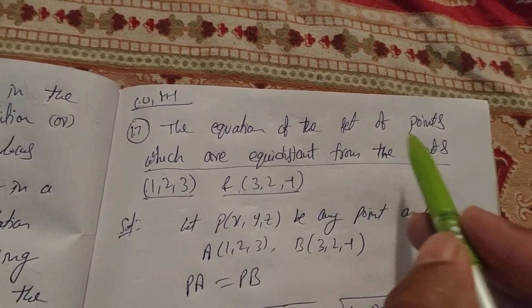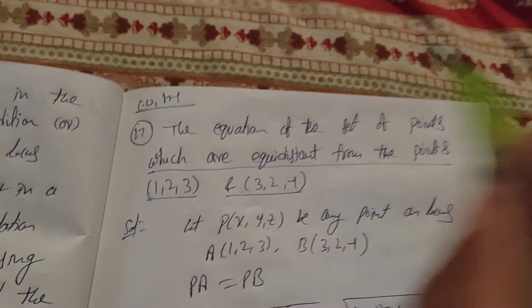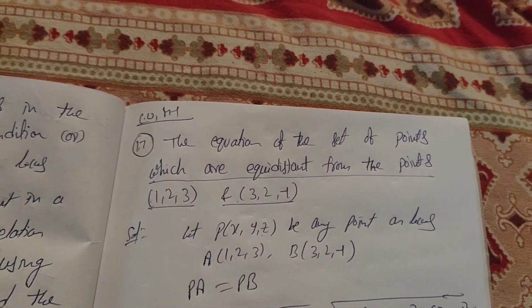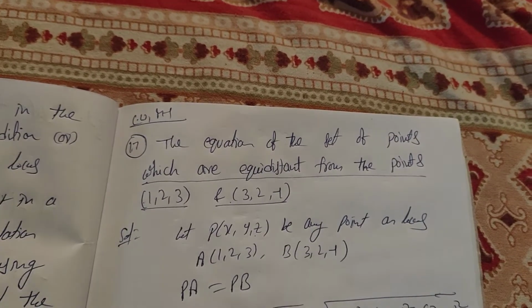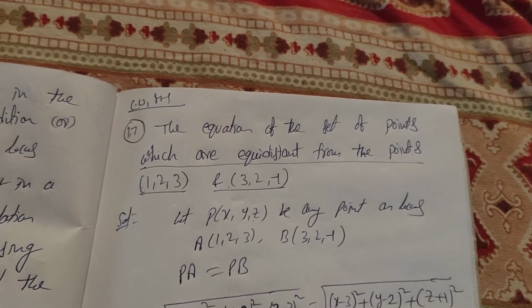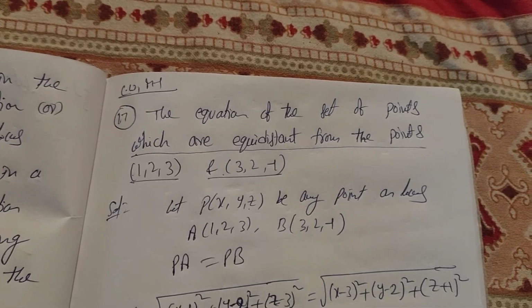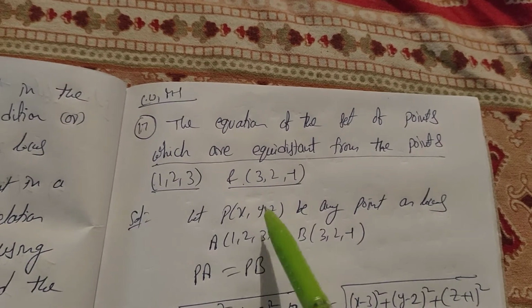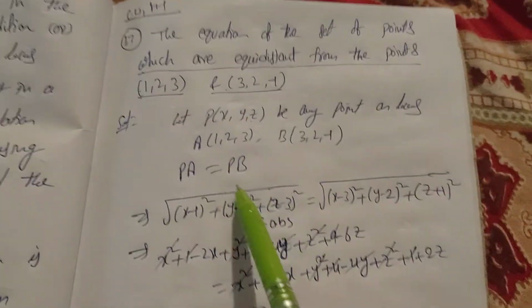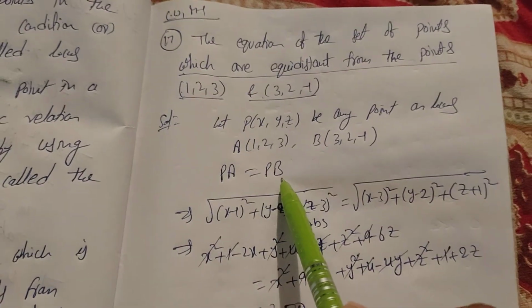The equation of the set of points is nothing but the locus, how it moves. If you trace that path, that gives a curve. That curve is represented by its equation, so we are going to find that equation. That equation is nothing but the relation between x, y, z only. So the condition here is PA is equal to PB, because of equidistance.